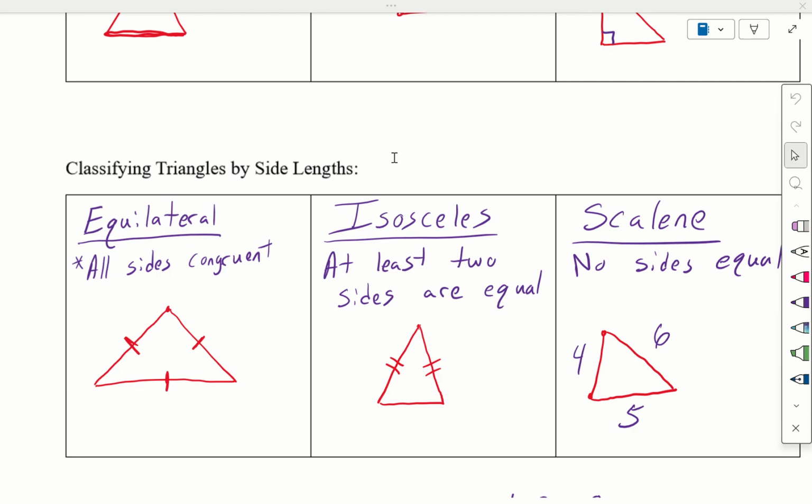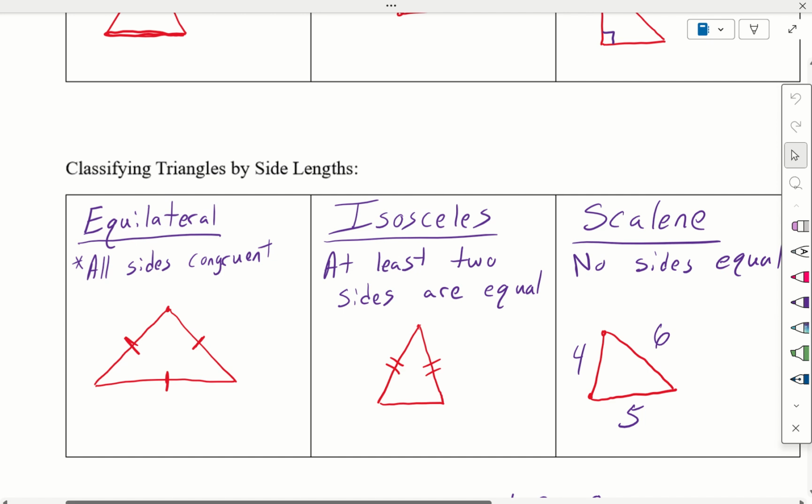An isosceles triangle, note how this is spelled, isosceles. An isosceles triangle has at least two sides equal. So two tick marks here, two tick marks here. We have two sides that are congruent. Now, notice it says at least two sides are equal. So this triangle is both equilateral and isosceles. This triangle is only isosceles, not equilateral. So similar to how all German Shepherds are dogs, but not all dogs are German Shepherds. All equilateral triangles are isosceles, but not all isosceles triangles are equilateral.